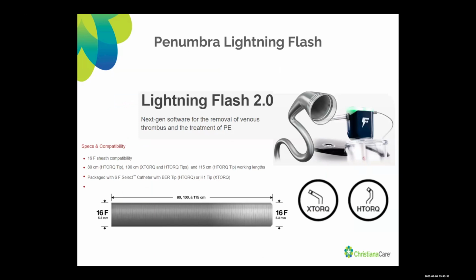It uses a computer to sense when it's against clot or in an open vessel to limit blood loss. These come in 16 French and different sizes, good for PE and IVC work. Some use it for leg DVT. Personally, I prefer the 12 for that.